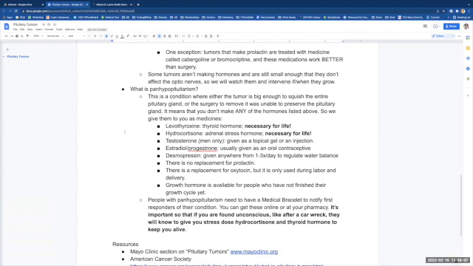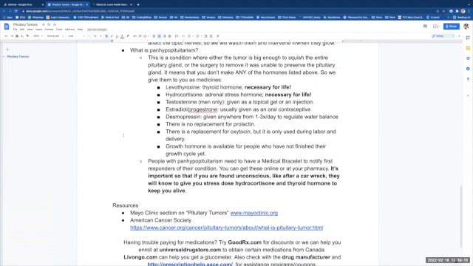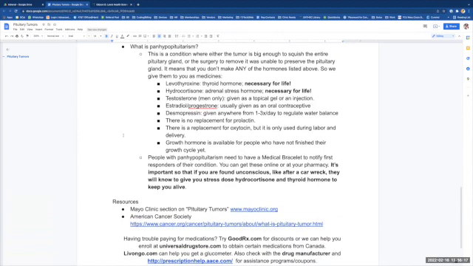What is panhypopituitarism? This is a condition where either the tumor is so big it squished the entire pituitary gland, or the surgery to remove the tumor was unable to preserve the pituitary itself. It means that you don't make any of the hormones that the pituitary normally will make. So in those cases, we will give them as medication.